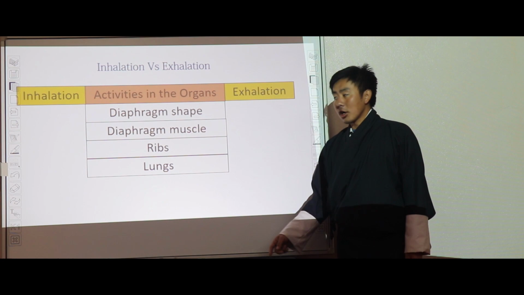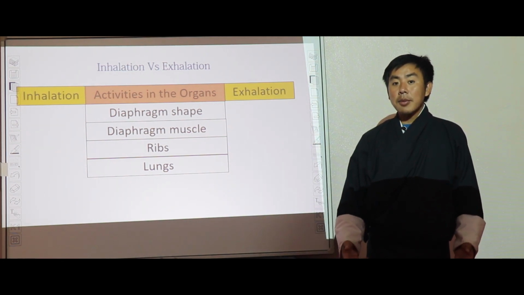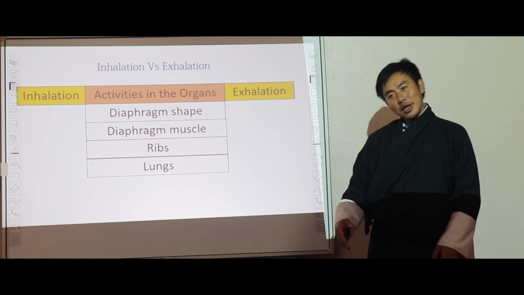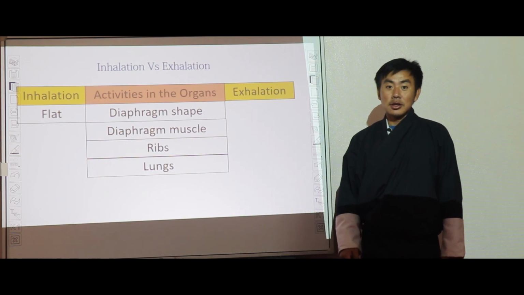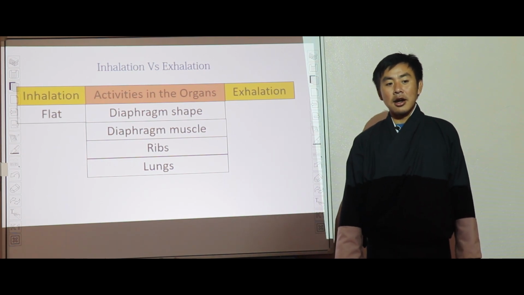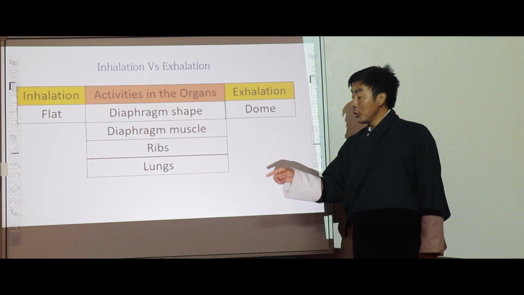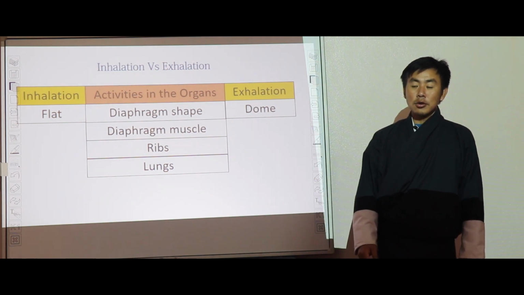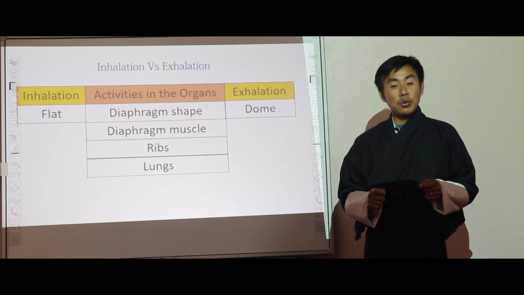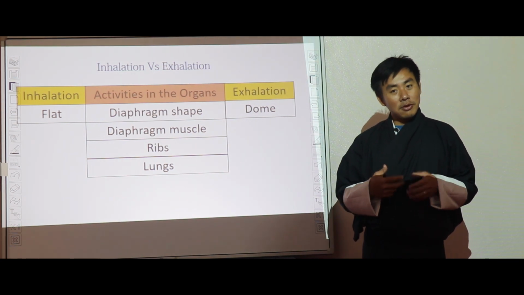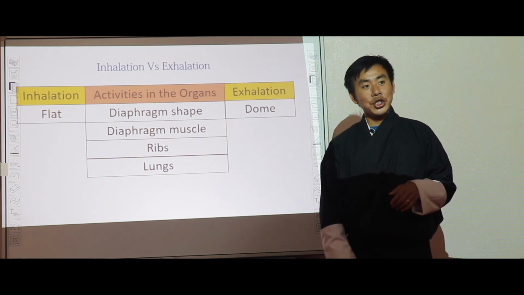So firstly, let's talk about the first one, the shape of the diaphragm. So what happens during inhalation, during exhalation? So the shape of the diaphragm becomes flat when you inhale in the air. When you exhale the air, the diaphragm shape will become dome shape. So you should remember the shape of the diaphragm is usually dome. But when you inhale in the air, it becomes flat. When you exhale out air, it comes back to its normal shape.